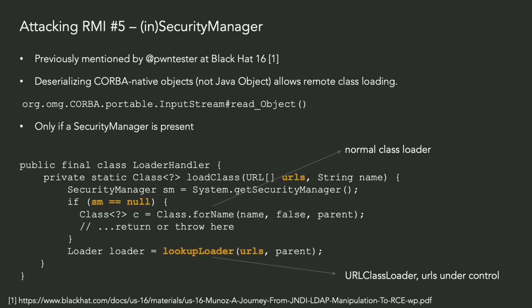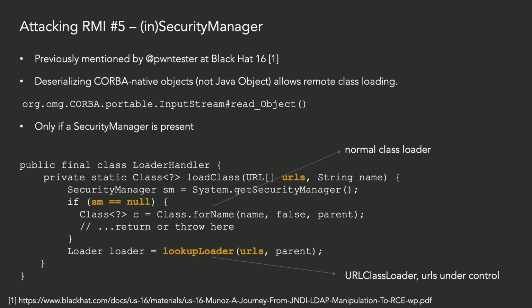Yeah, so in the code you can see whether there is a security manager. If there's no security manager, meaning there are no security measures, it will use the normal class loader. But if there is one, it will continue to look up, and pass the URLs into the lookup loader, and the lookup loader will use a URL class loader, and the URLs are under our control. The arguments are under our control.